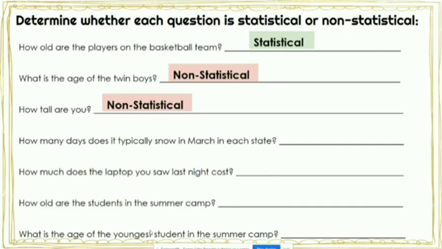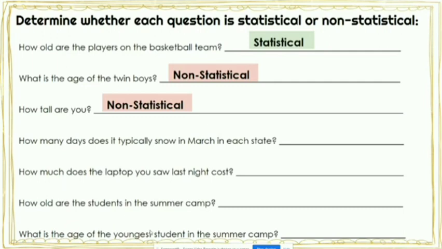We could easily change this question to make it statistical by saying, how tall are students in the class? If we did that, then we would expect a variety of different results because all the students in the class are not going to be the same height. And that would change this to a statistical question.